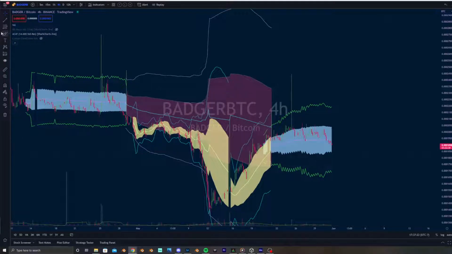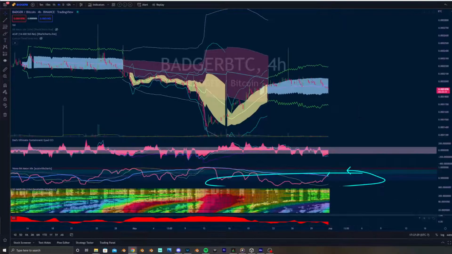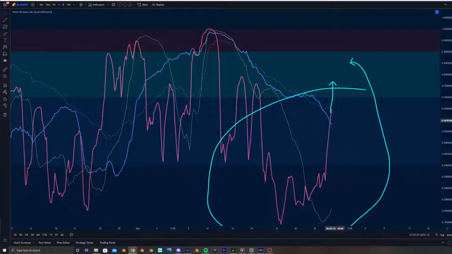That's very clean. Or alternatively, you can wait until you actually have the breaking of this 0.7 value by the 14 period.